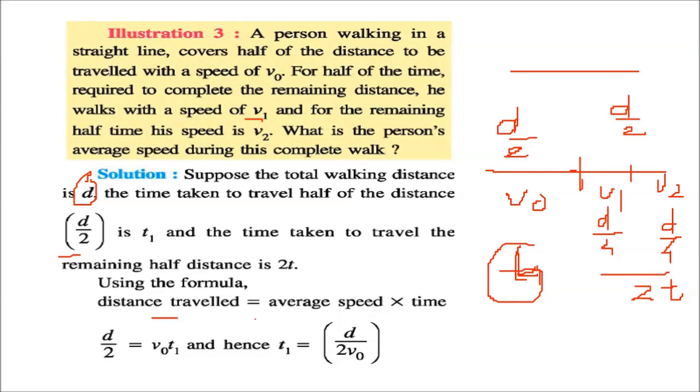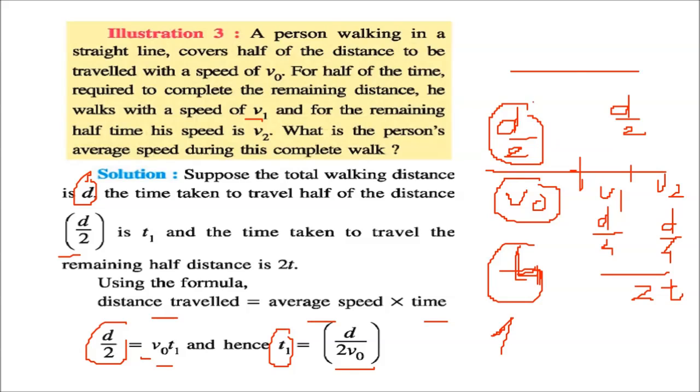Now we know that distance is average speed into time. In the first case, the speed is v0 and the distance is d by 2. So if we take t1 as the time, the distance traveled d by 2 will be equal to v0 into t1. So t1 can be obtained as d by 2v0. This is the first expression for this half.